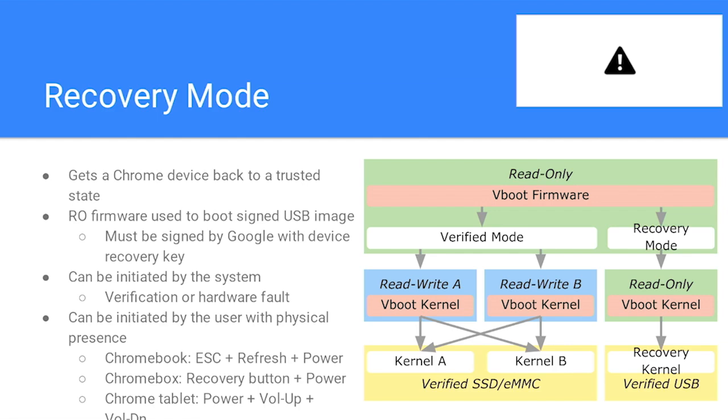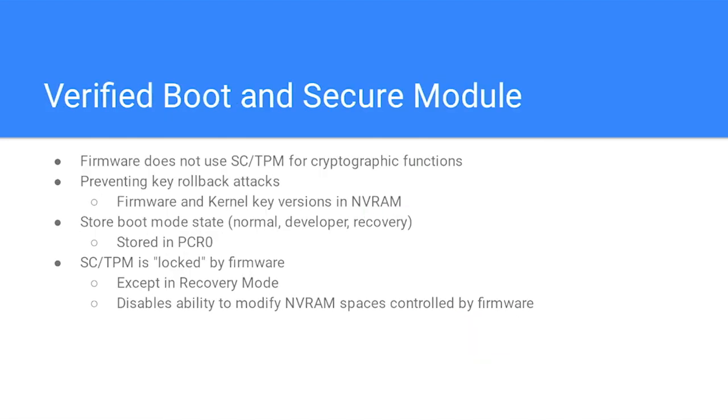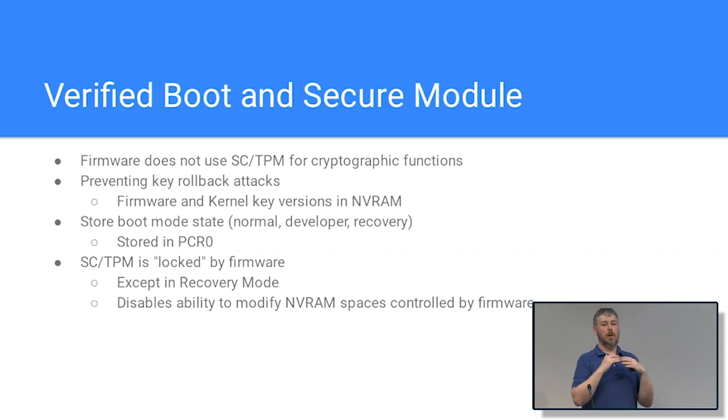Why do we need a special mode for that? Because normally, if you remember what I told you about the use of the secure module, we have PCR registers and we have NVRAM spaces. And NVRAM spaces are used to store those minimal threshold versions of firmware and Chrome OS kernel which are allowed to boot on these devices. These are those anti-rollback features that we have. So if we know that versions up to a certain one have an issue, some known vulnerability, or the key was vulnerable or something like that, we can set this threshold and the device will not be able to boot this version. And those versions are stored in TPM or secure chip NVRAM.